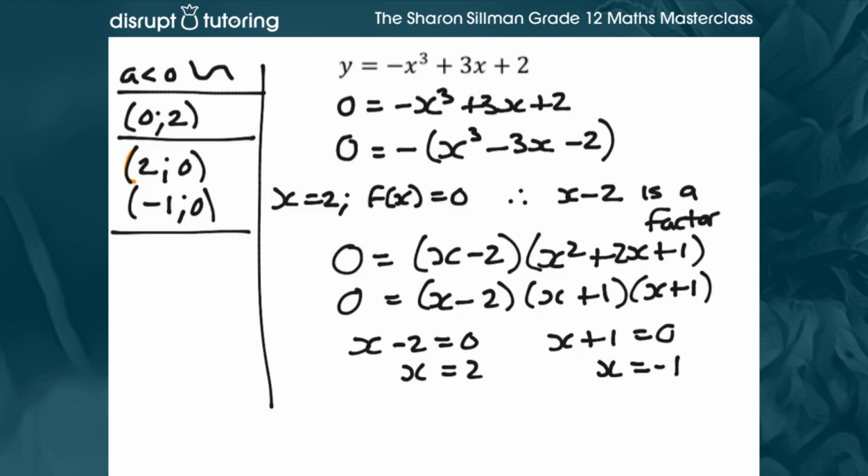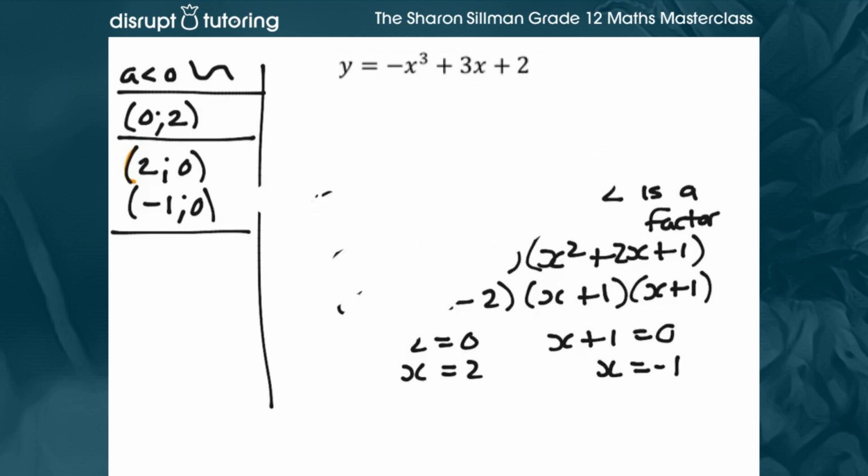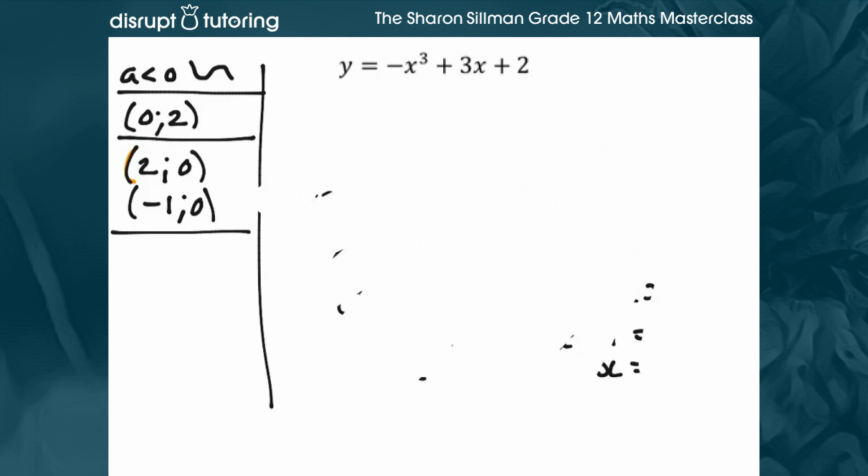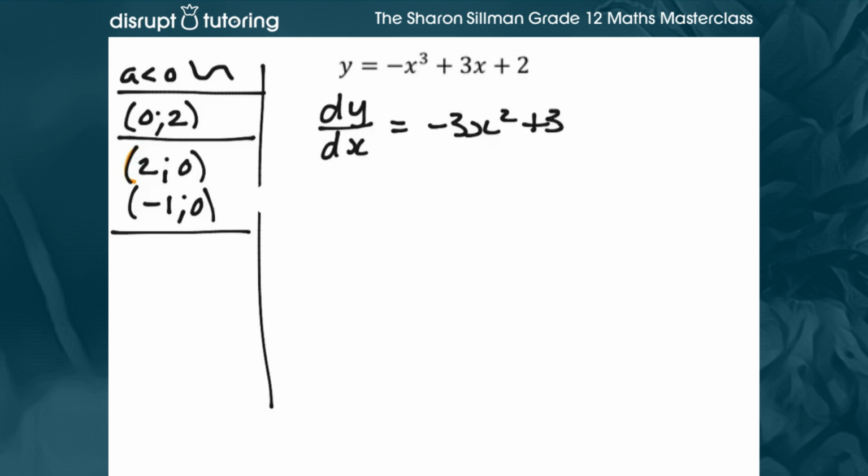We're now going to find the turning points. And remember how we do that. We find the derivative of the function. We make it equal to 0 because we know that the gradient of the tangent at the turning point will be 0, and we solve for x. So the derivative of the function, minus 3x squared plus 3, make it equal to 0.